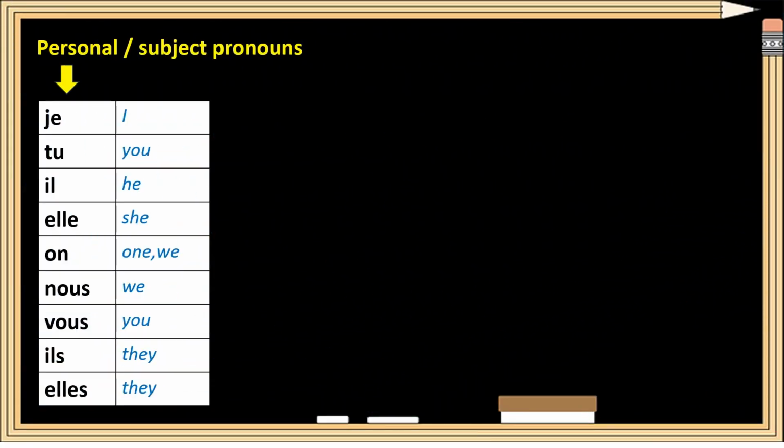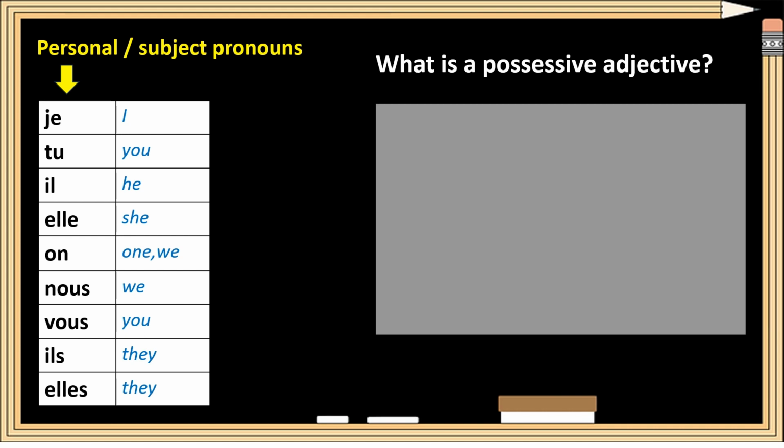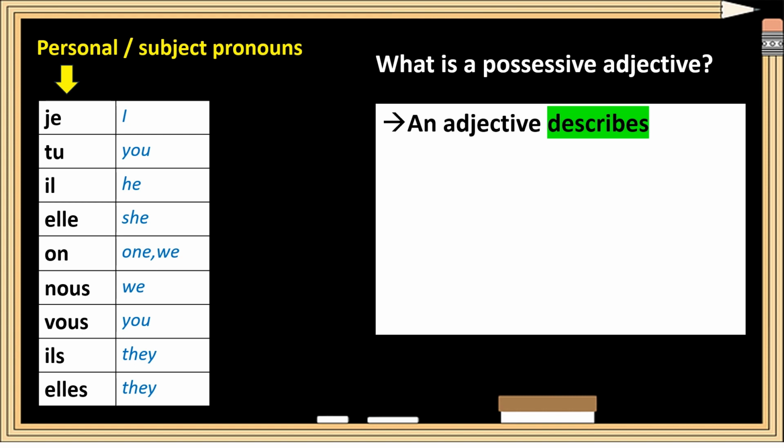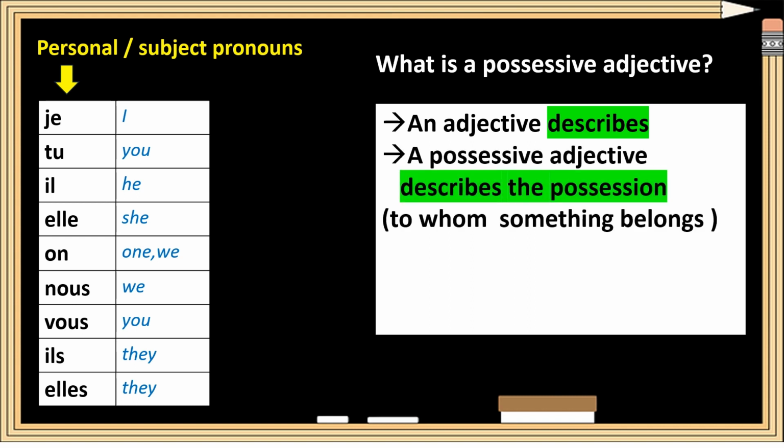First, a quick reminder about personal or subject pronouns. Je, tu, il, elle, on, nous, vous, ils, elles. Next, what is a possessive adjective? We have to worry about what an adjective is, and we know that an adjective is a word that is used to describe things. Therefore, a possessive adjective is an adjective used to describe possession, to whom something belongs.